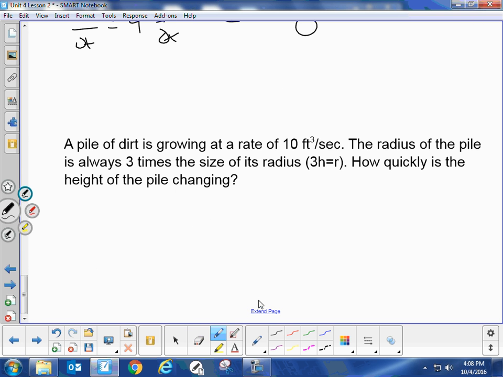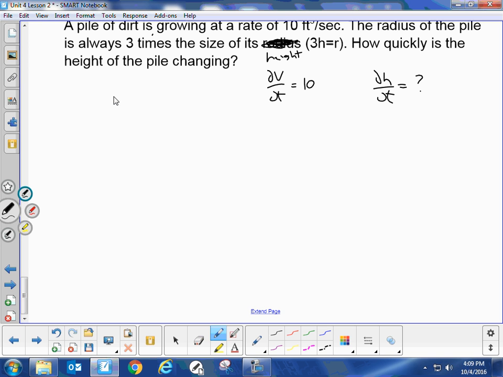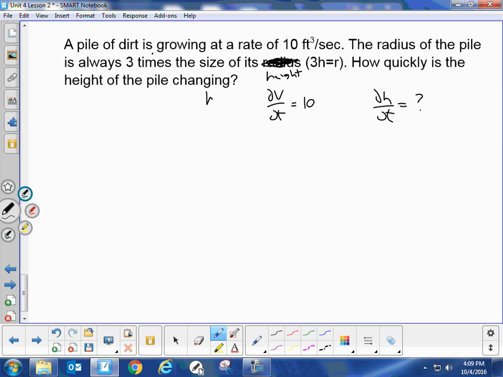Last one, a pile of dirt is growing at a rate of 10 cubic feet per second. That's dV/dt. The radius of the pile is always 3 times the size of its height, which is how you get 3h is equal to r. Radius is equal to 3 times the size of the height. How quickly is the height of the pile changing? So I want to find dh/dt. Probably when their height is given to you, probably when I'm saying h is 2, I probably need that extra piece of information. You'll be given all the pieces of information.